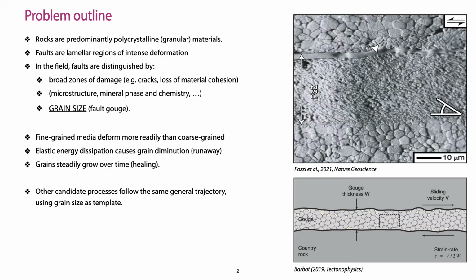I'll start off with a few simple observations that should not be news to anybody listening. Rocks in the Earth's subsurface are generally polycrystalline, granular materials, and faults are lamellar regions of intense deformation within the rock mass. In the field, faults can be distinguished by existence of broad zones of damage in the form of more or less intensely cracked and incoherent rocks, but also by a host of more subtle characteristics like microstructure, mineral phase assembly, chemistry, etc. Importantly, at least for the sake of this presentation, faults are characterized by a strong orders of magnitude reduction of grain size and the formation of so-called fault gouge.